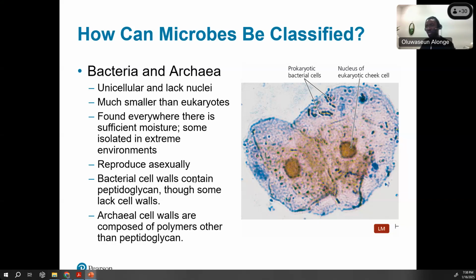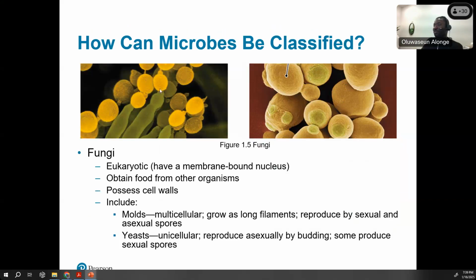Bacterial cell walls contain peptidoglycan, which is one of the ways we classify bacteria into gram positive or gram negative. The peptidoglycan layers determine which one will be positive or negative. I'll talk more about that later. Archaea cell walls are composed of polymers other than peptidoglycan, so unlike bacteria, they don't have peptidoglycan in their cell wall. All right, so let's go.